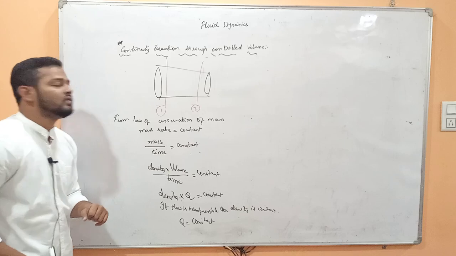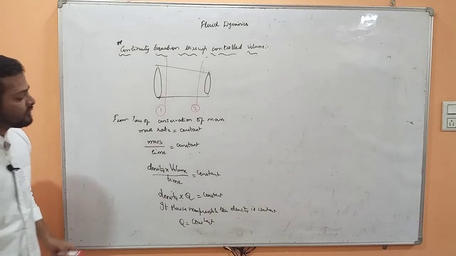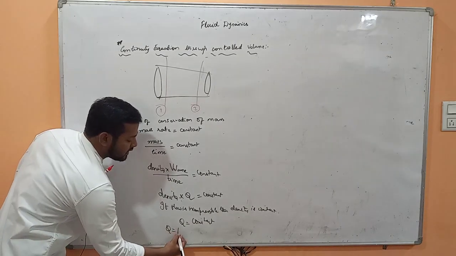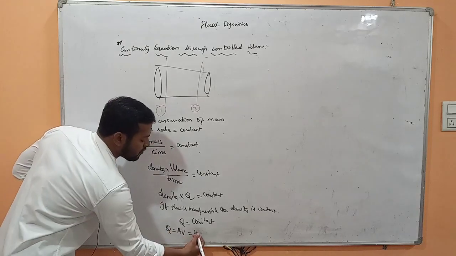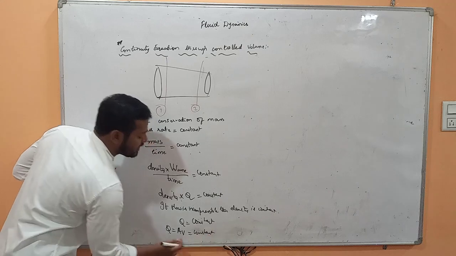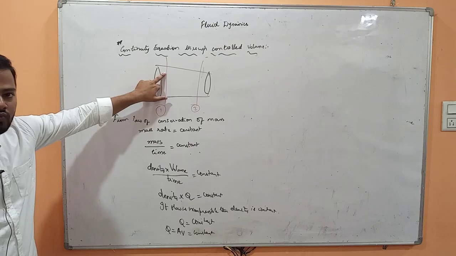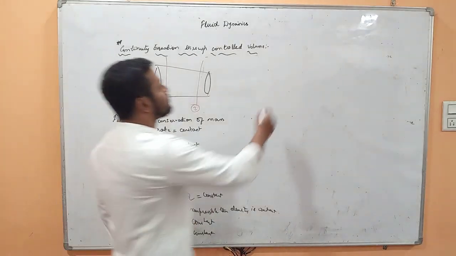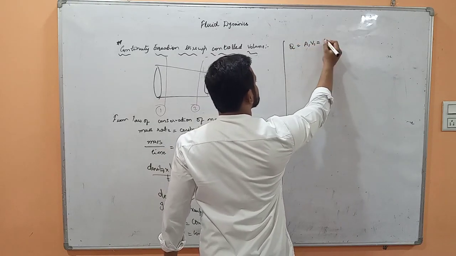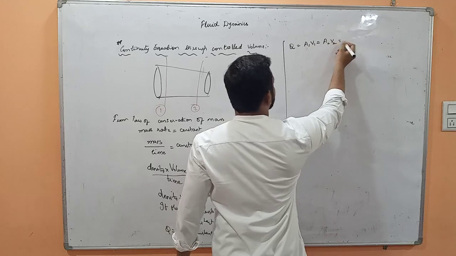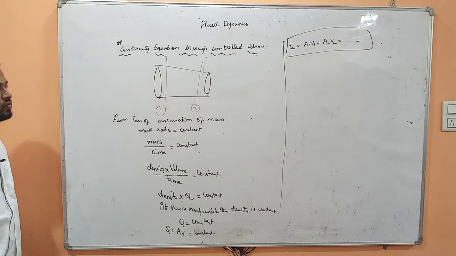This is called the continuity equation through controlled volume. So Q, what is the formula of Q? Q is area into velocity. So area into velocity is equal to constant. So area into velocity will be the same at section 1 and section 2. So we can write that as Q is equal to A1 V1 is equal to A2 V2, and so on. How many terms we have, that many terms. So this is called the continuity equation through controlled volume.